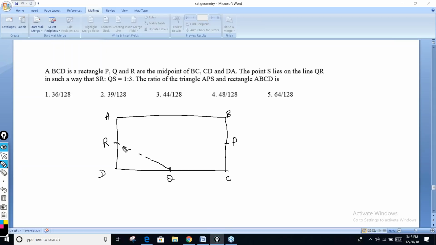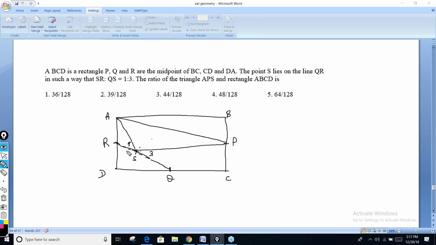That is the line QR. S lies here, so that SR is to QS is 1 is to 3. That is 1 is to 3. The ratio of the triangle APS, if I join it, that is triangle APS, and the rectangle ABCD. So this area and the complete area.